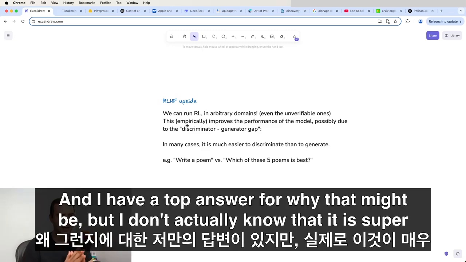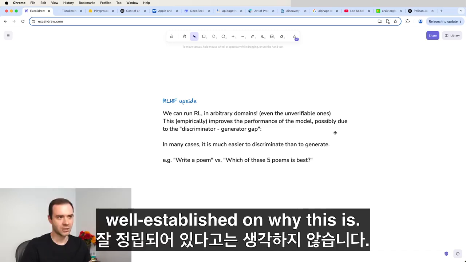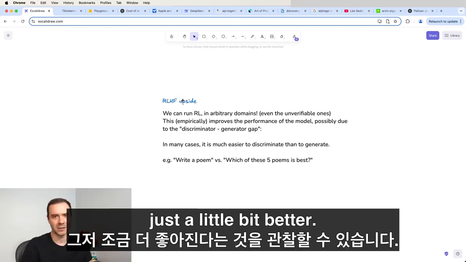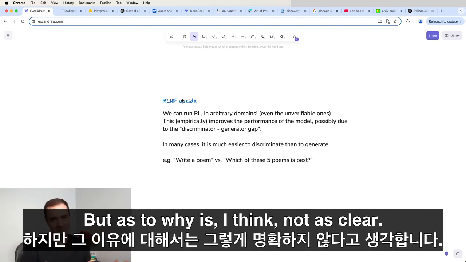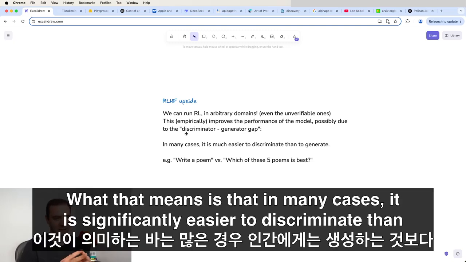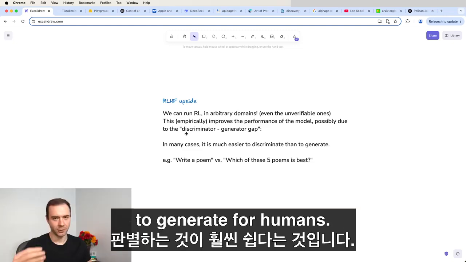And I have a top answer for why that might be, but I don't actually know that it is super well established why this is. You can empirically observe that when you do RLHF correctly, the models you get are just a little bit better. But as to why, I think it's not as clear. So here's my best guess. My best guess is that this is possibly mostly due to the discriminator-generator gap. What that means is that in many cases, it is significantly easier to discriminate than to generate for humans.